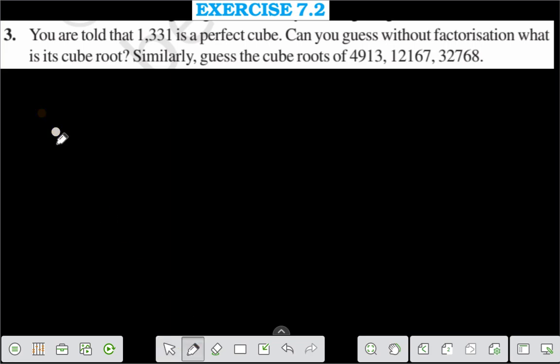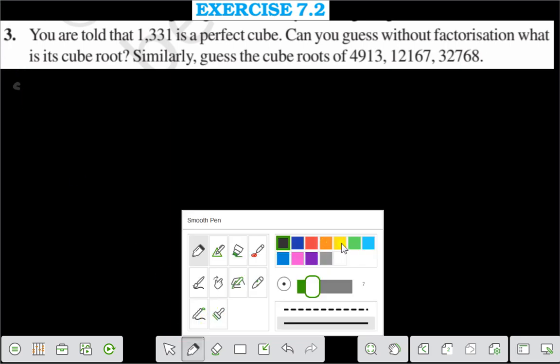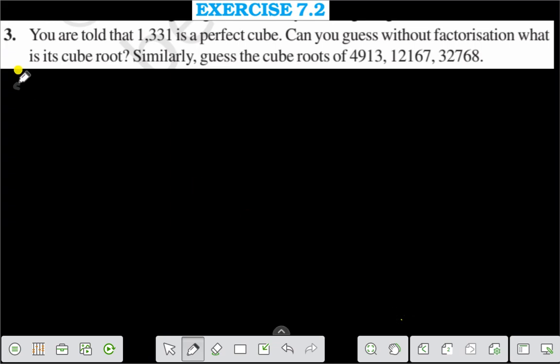First of all, let us take the number 1331. The number is 1331, that is 1, 3, 3, 1. Right?